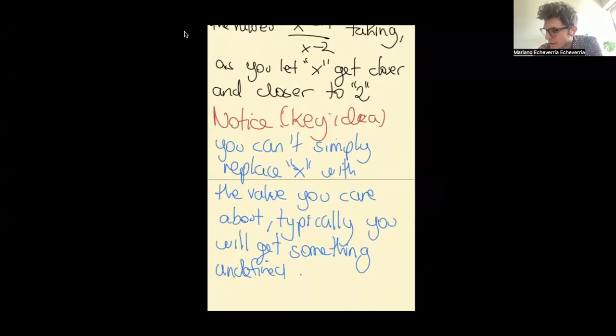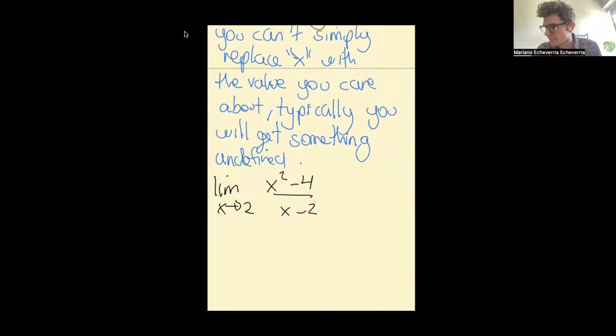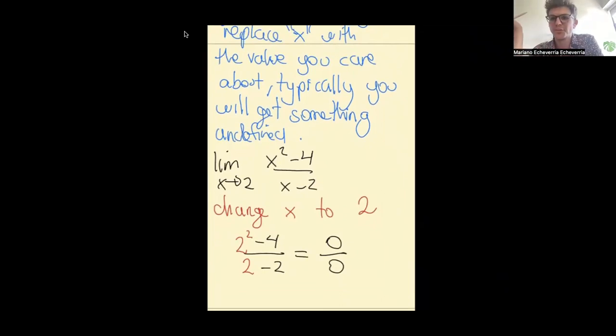So what do I mean by that? For example, if you look at this expression, which is the one I wrote before, and you try to do the most straightforward thing and replace x with 2, what do you get? You get 2 squared, which is 4, and then 2 minus 2. And so you get 0 divided by 0. And the thing is that division by 0 is not possible. There is no good way to say what number this should be, which makes no sense.